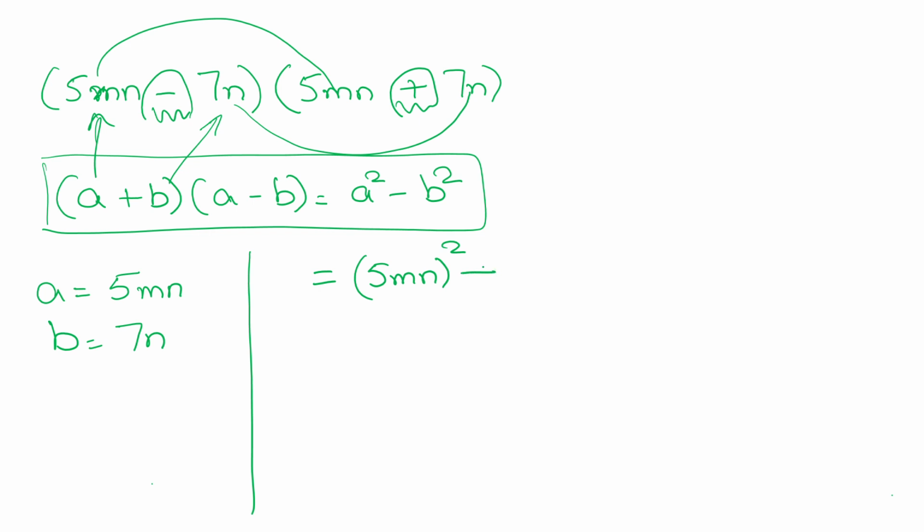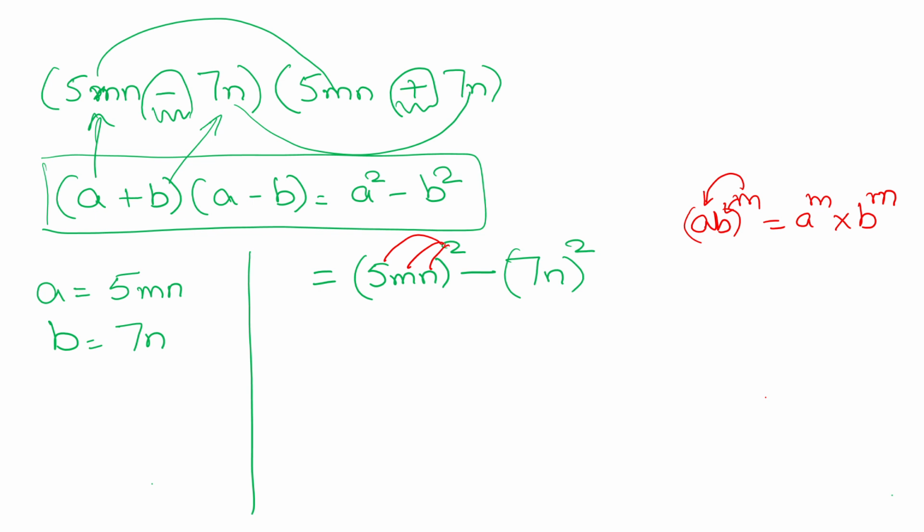5mn whole square minus what is b? 7n whole square. As I told you, I have one constant variable, so therefore keep it in bracket. Now following this algebraic identity, following the law of exponent, (ab) whole to the power of m will be a to the power of m times b to the power of m, right? The power will be distributed to both the terms.